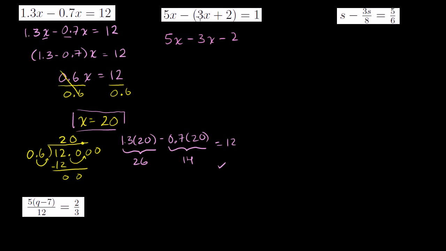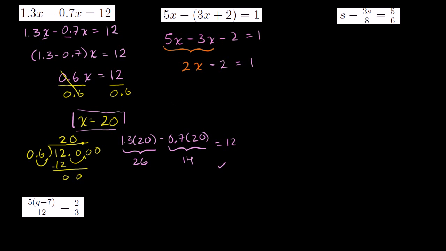This is a negative 1 times 3x plus 2. So it's negative 1 times 3x plus negative 1 times 2, or negative 3x minus 2. And that is going to be equal to 1. Now I have 5 of something minus 3 of that same something. So that's going to be equal to 2 of that something. 5x minus 3x is 2x. 5 minus 3 is 2. And then I have the minus 2 is equal to 1.